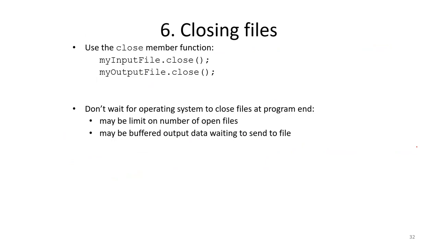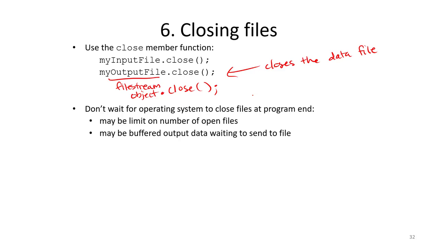Okay, so the last thing we saw in our demo was that we need to use the close member function in order to close a file. And so this is pretty easy. We just take the file stream object name, and then we say dot close, put empty parentheses and a semicolon. This closes the data file, and it helps us avoid errors and data loss.